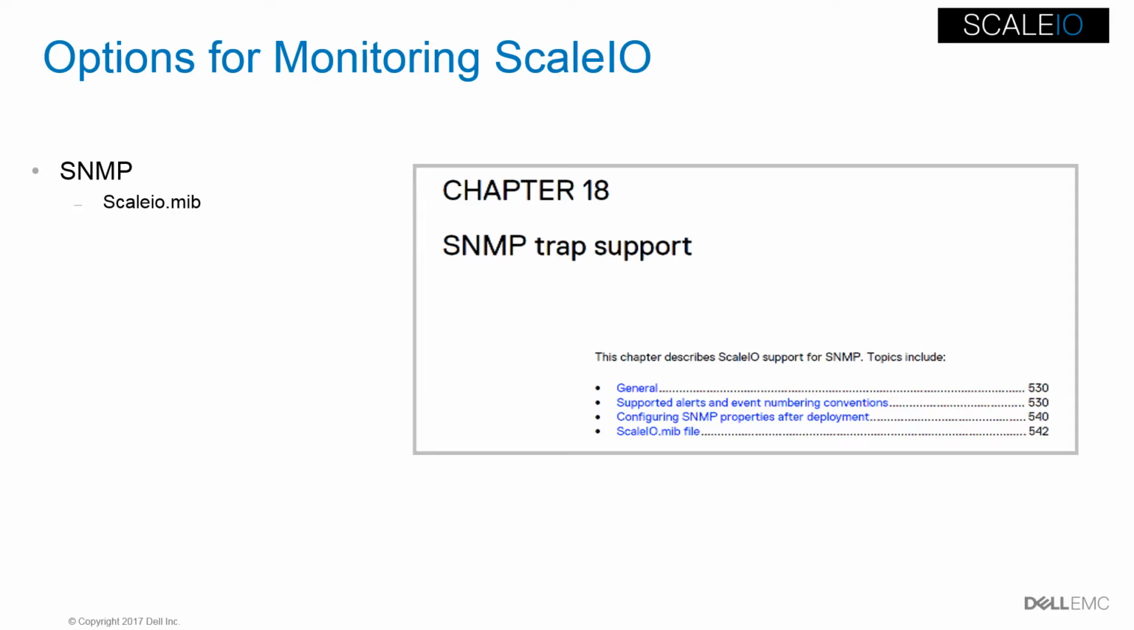Foremost among the monitoring options for most enterprises is SNMP, and ScaleIO provides full support with the ScaleIO MIB file included in the user guide and in every ScaleIO cluster installation. This feature does need to be enabled as it is off by default, and depending on the SNMP monitoring and management tool used, some configuration may be required to enable email alerts.